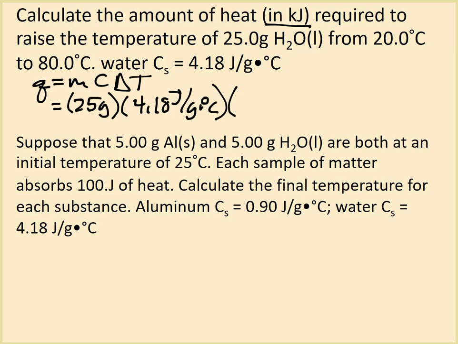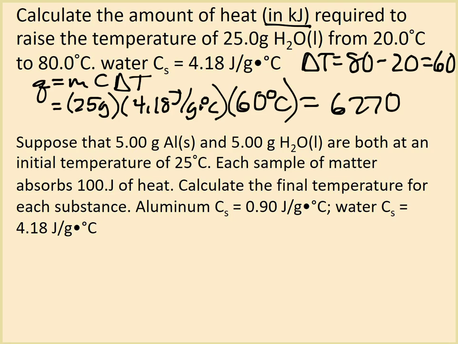And then our delta T, it's always final minus initial. So that would be 60 degrees. So I'd have 6,270, and this is joules. It asks for kilojoules, so I just need to divide by 1,000. I'm going to have 6.27 kilojoules.